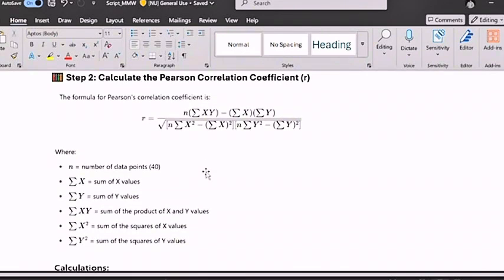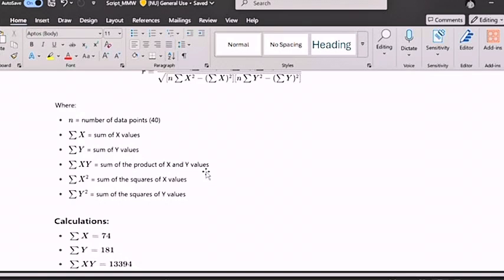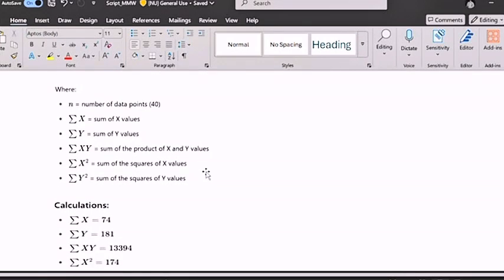The formula for Pearson's correlation coefficient is R equals N times the summation of XY minus the summation of X times the summation of Y, over the square root of N times the summation of X squared minus the square of the summation of X, times N times the summation of Y squared minus the square of the summation of Y, where N is the number of data points, 40 days, the summation of X is the sum of the X values, and likewise for Y, XY, X squared, and Y squared.